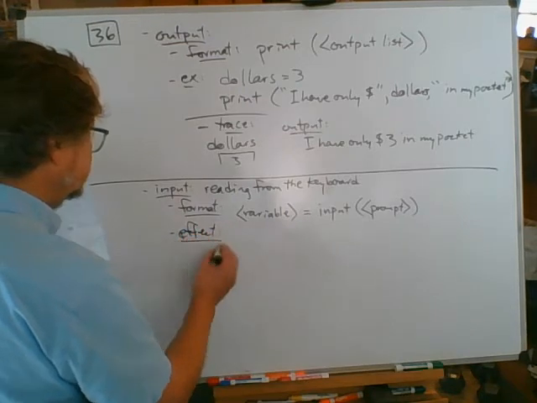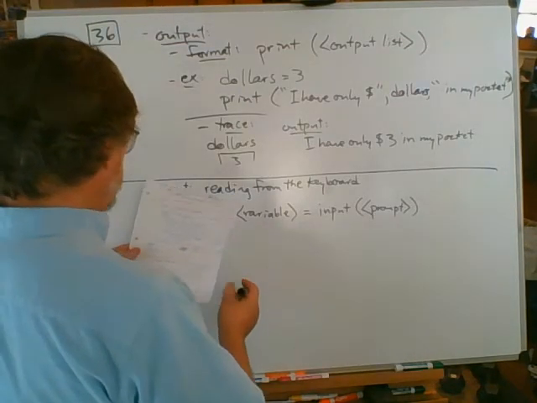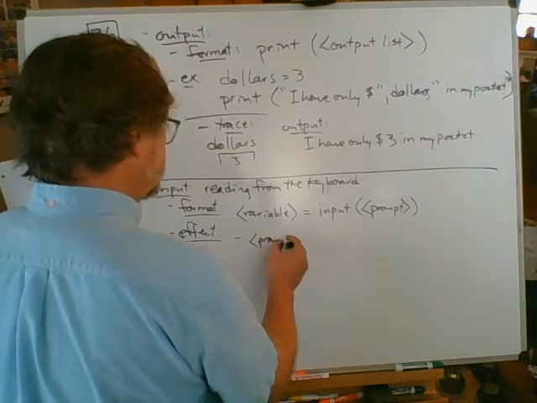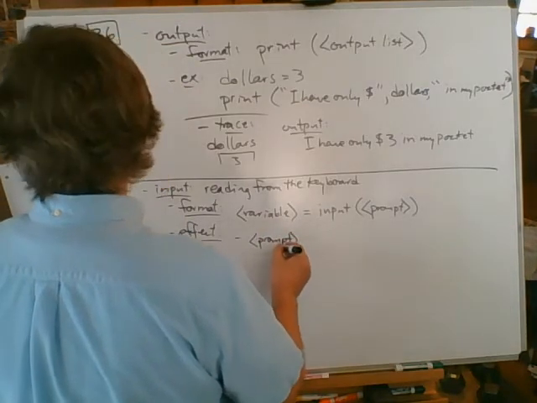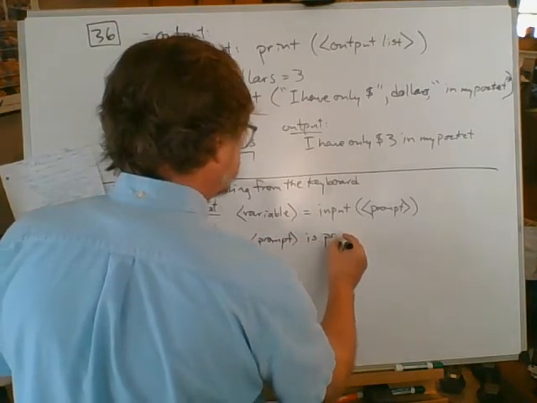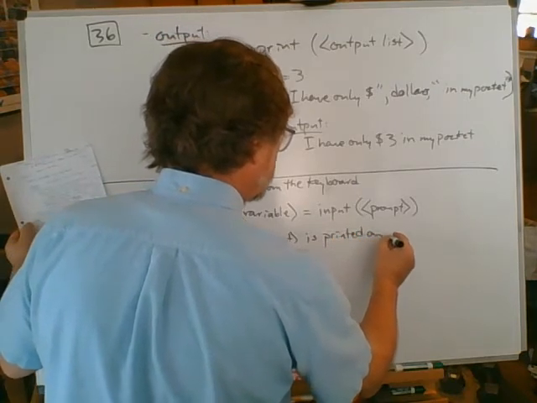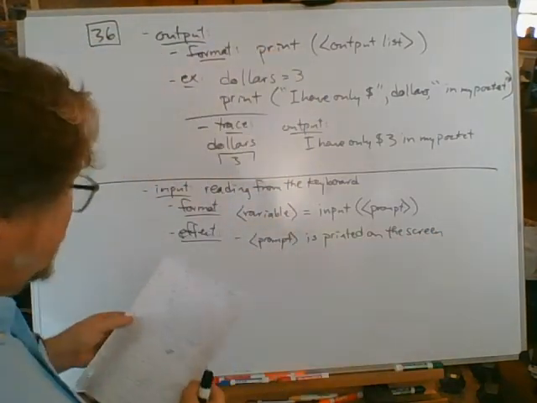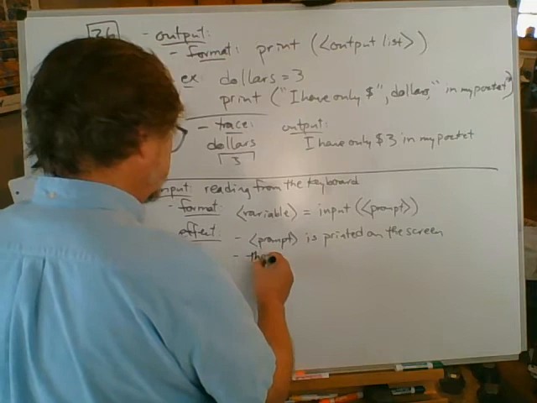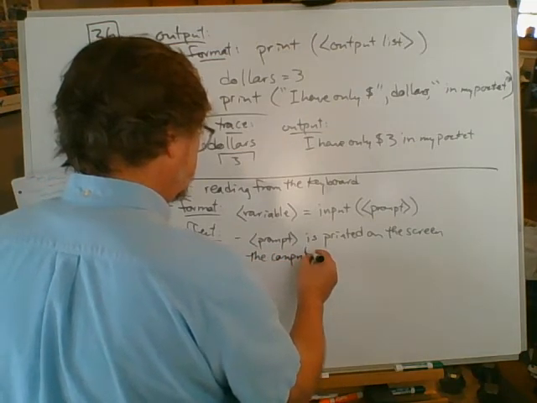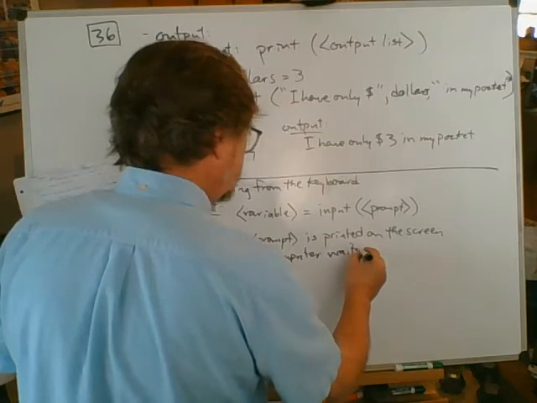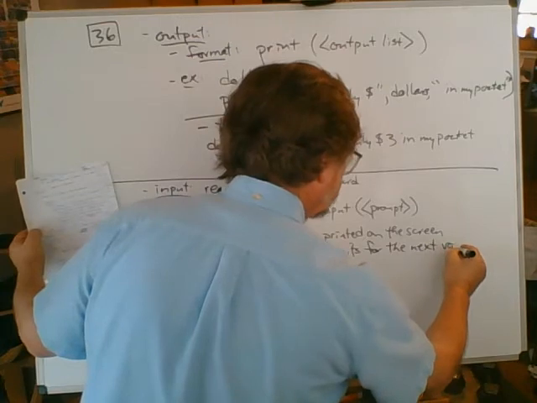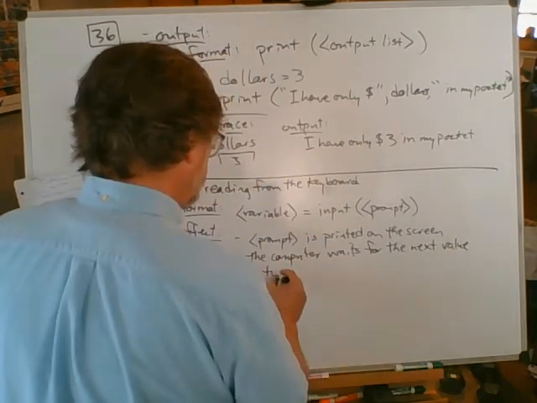E-F-F-E-C-T. The effect is prompt. This is in sequence, by the way. Prompt is printed to the screen, or printed on the screen. How's that? The computer waits for the next value typed at the keyboard.